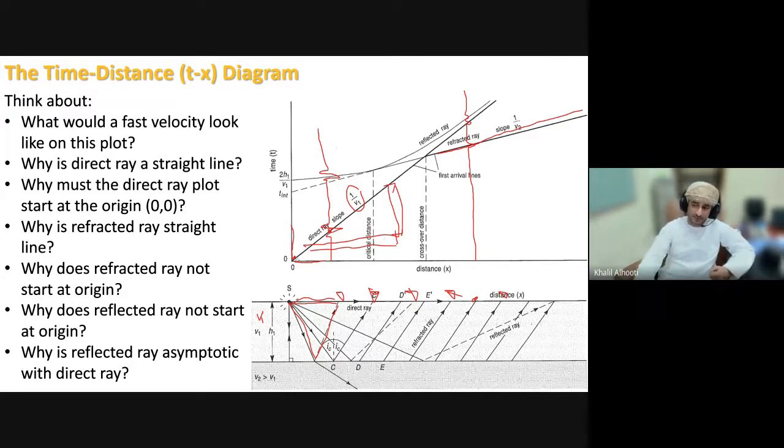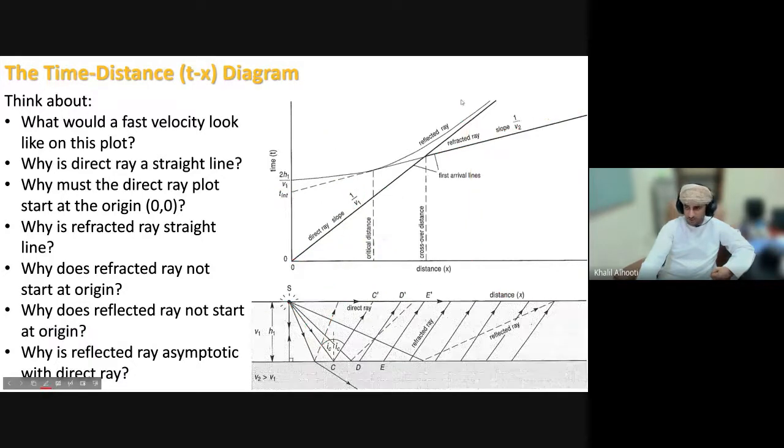How can we determine the thickness of the first layer? That's the topic of the next lecture. Basically, we use these intercept times. The time you see here can be used to determine the thickness of the first layer and second layer. So this is what we do in the field. That's the data we receive, and we try to use this data to determine the velocities of the layers and their thicknesses. So I stop here.